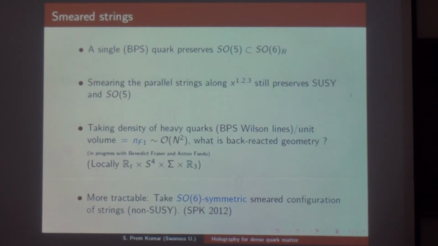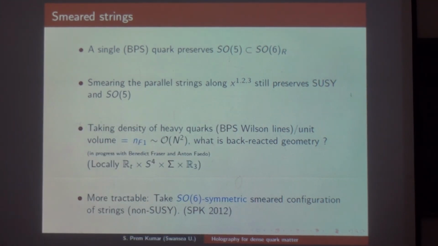So the question that I want to ask is, what happens if I take a single heavy quark in N=4 theory and then smear it, consider a smeared distribution of such heavy quarks, such that the density of heavy quarks is order N squared. The corresponding statement in AdS/CFT is that you take a bunch of infinite strings inside AdS5 cross S5, and you take a large number of these strings and smear the string distribution along the gauge theory directions.